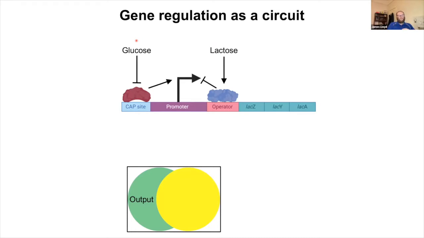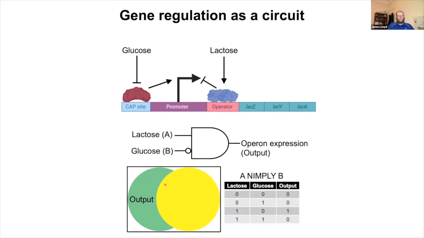And so you can imagine this circuit looking like this in terms of the Venn diagram. You only have output with lactose, but when glucose is present, it overrides it. It's a dominant effect, a dominant negative effect. It overrides the activity of lactose. And this looks like an A NIMPLY B logic gate. So we can draw the symbol for that with lactose coming in, glucose overriding it. We can draw the truth table. So we only have lactose by itself activating the output. And even if you have both, it is off. This is a generalization. It's not perfect.